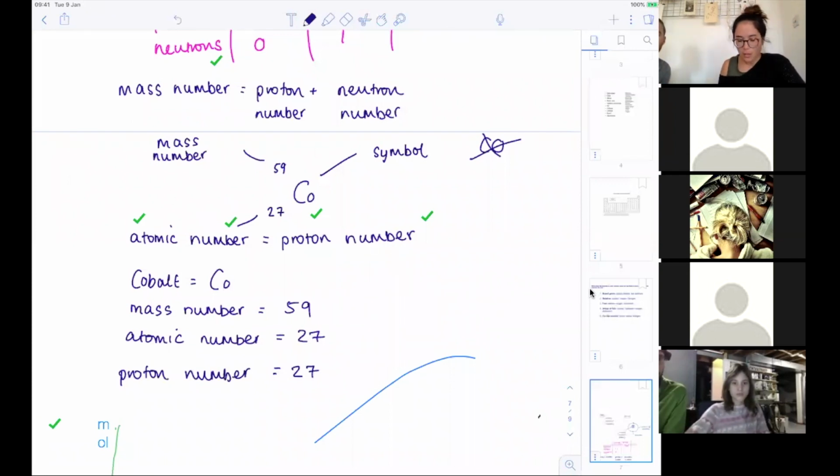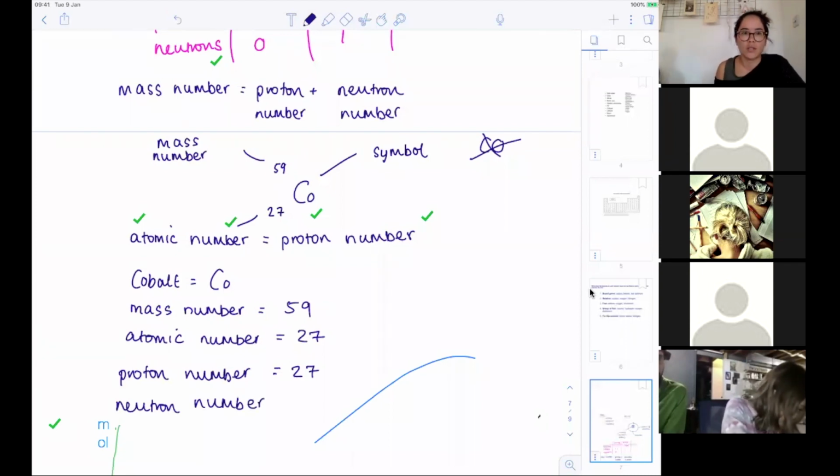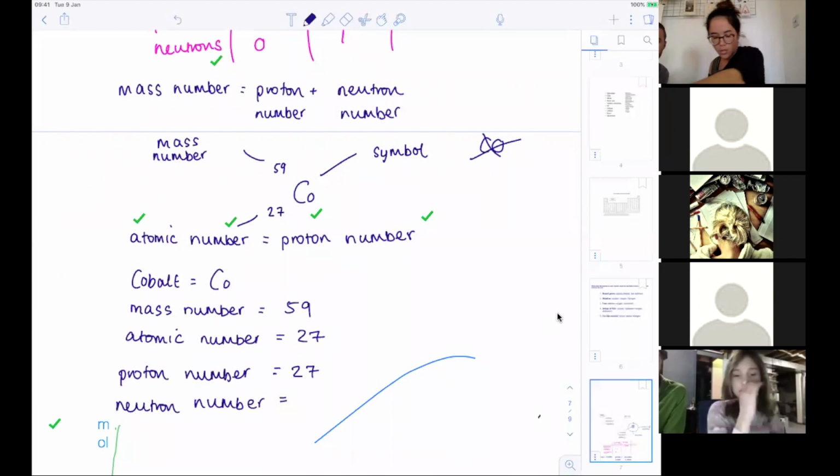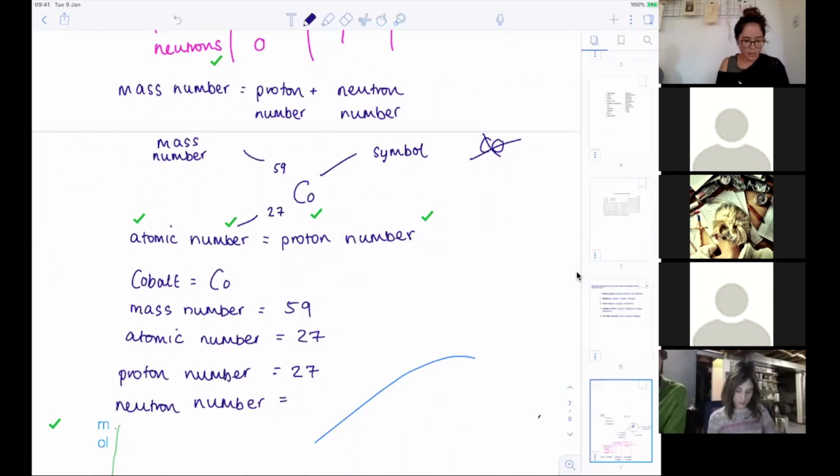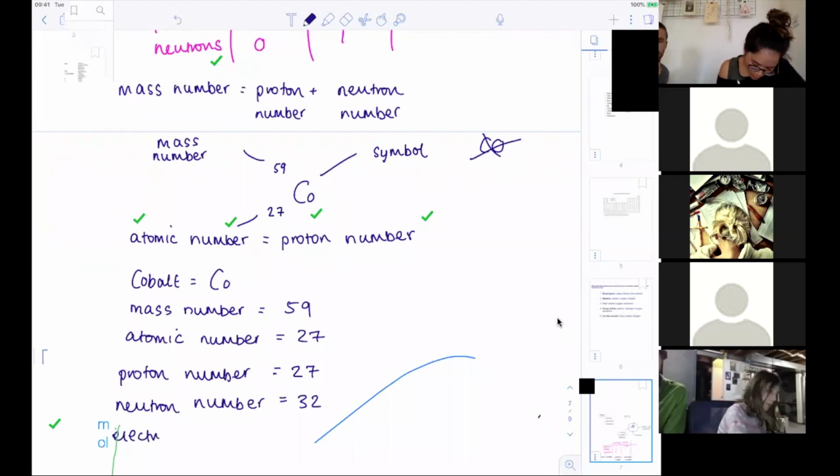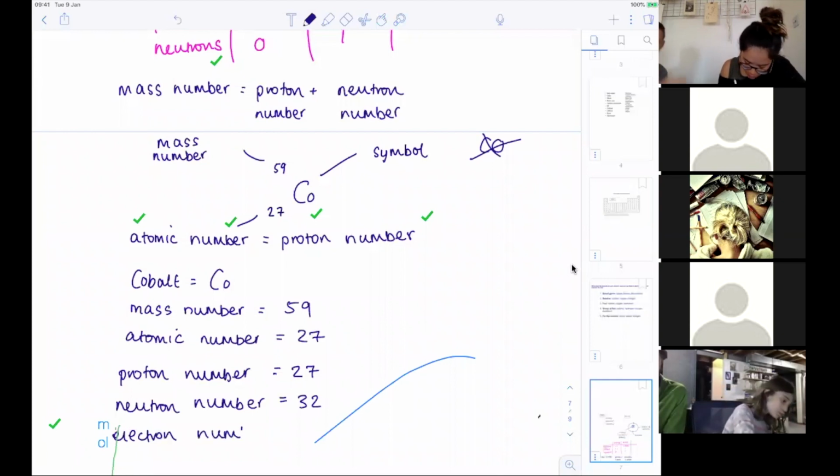And then hopefully you can work out that the neutron number, based on the fact that the mass number equals the proton number plus the neutron number, then you need to work out the difference between those two numbers to work out the neutron number. So you do 59 minus 27 to get 32. The last thing you can work out is the electron number, which equals the proton number. So that is also 27.